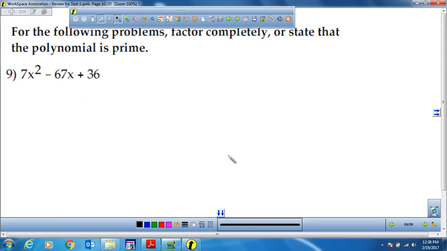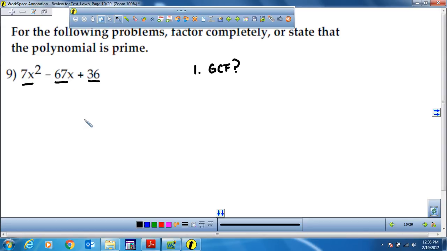Question 9. For the following problem, we're going to factor completely or state that the polynomial is prime. Once again, step number 1, we have to find out if this polynomial has a greatest common factor. First of all, let's think about if they can all be divided by x. Can I divide an x from all of them? No, because the last term does not have an x.